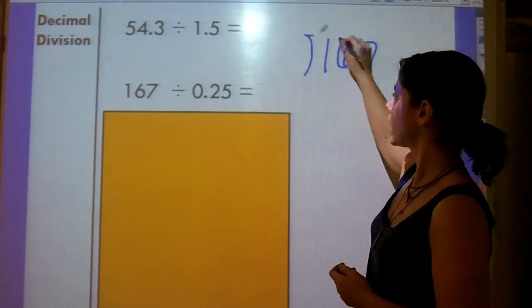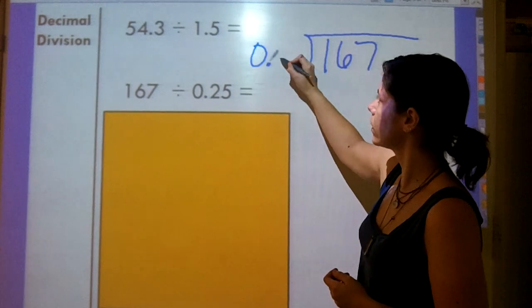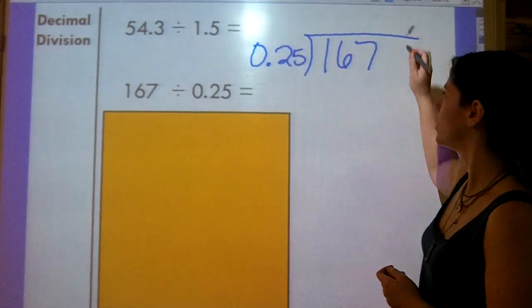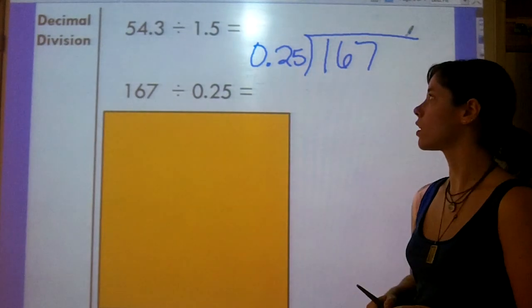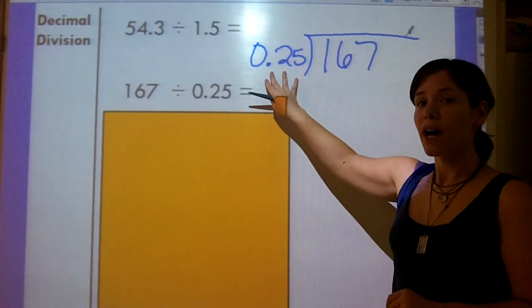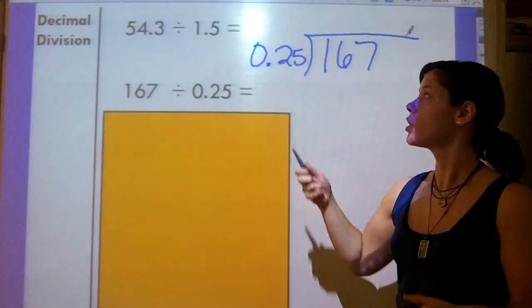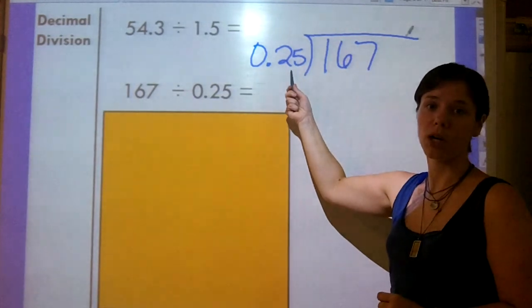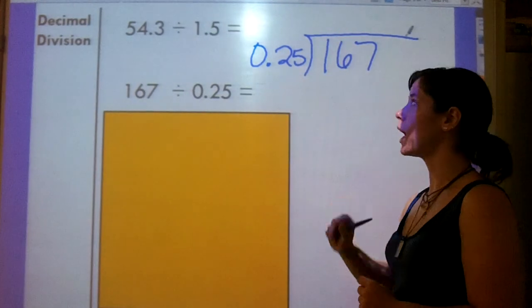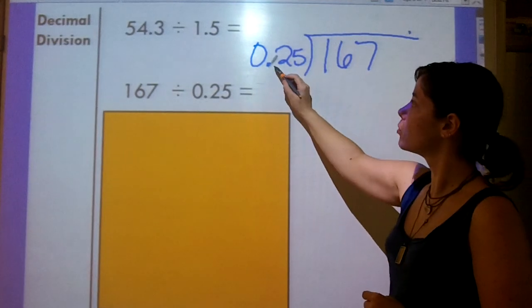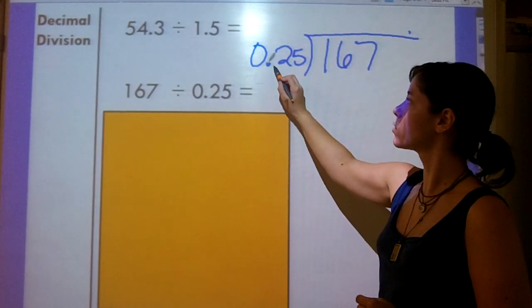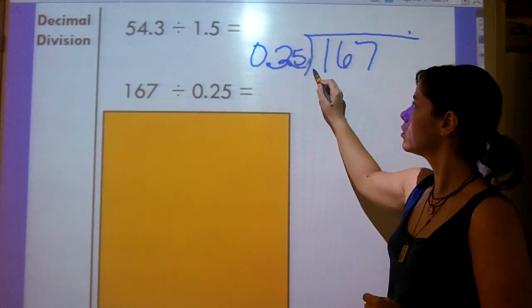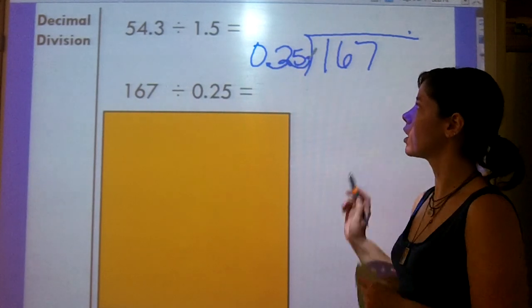$167 divided by 0.25. I don't have a decimal in my dividend. I do have one in my divisor. The number outside the house, the divisor, rules. This one has to be a whole number. So to change 0.25 to a whole number, I need to move my decimal from here to the end. To do that, I scoop 1, 2 times and drop it off.